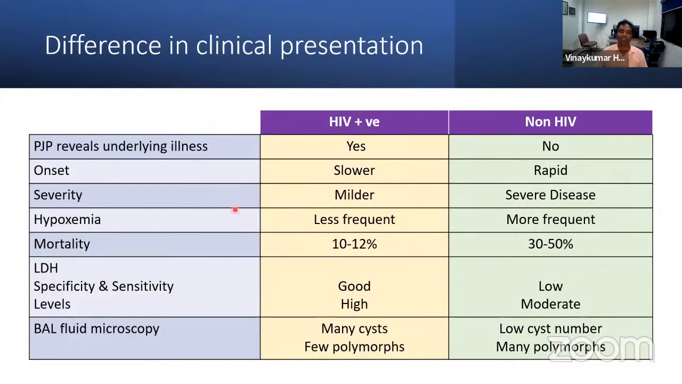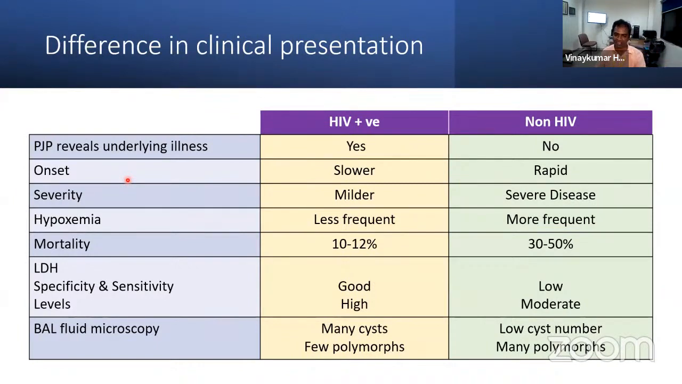In that, pneumocystis infection reveals HIV status in patients who are HIV positive. That is, it is an AIDS defining illness. In somebody who has pneumocystis pneumonia, there are higher chances of him being HIV positive. But it does not reveal the status of transplant or transplant rejection in non-HIV patients. The onset is relatively slower.